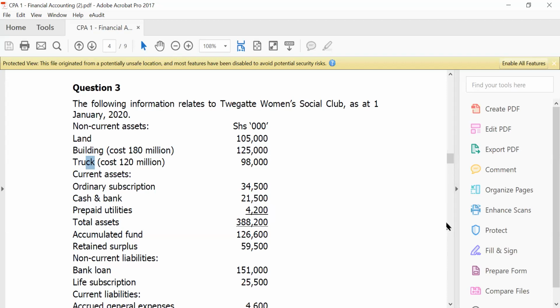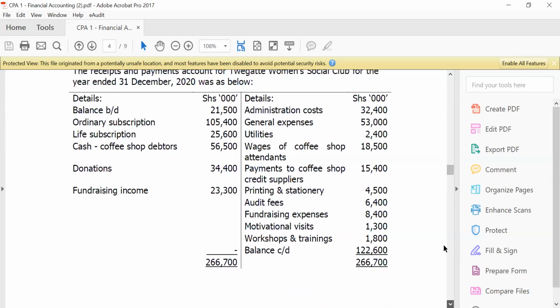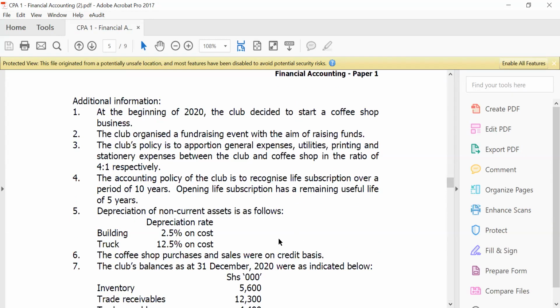So that is very important to take interest in. If it's the reducing balance method, they may tell you that the asset is depreciated on its carrying amount, or on its net book value, or on the book value, whatever they may want to use. But in this case, they have told us that the assets are to be depreciated on cost.